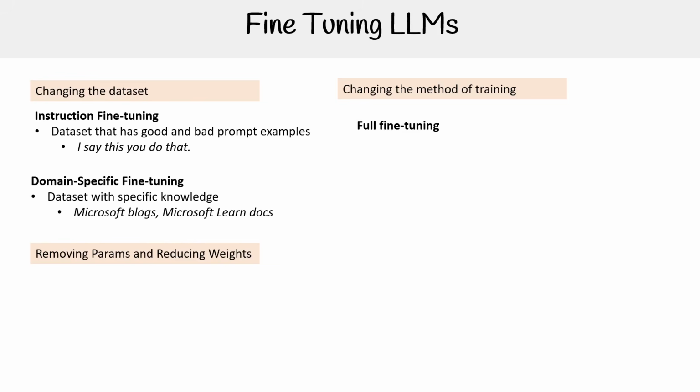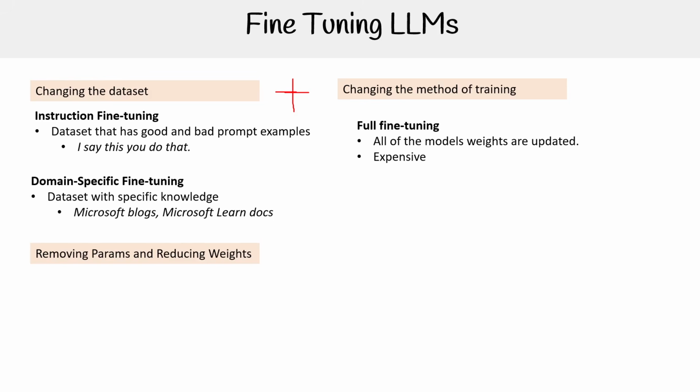Then we have changing the method of training. So we have full fine-tuning. This is where all the model's weights are updated, and it's expensive. When you say full fine-tuning, we can just think of it as traditional fine-tuning. You're basically taking the existing model's weights after the base tune as the starting point and running it through the training process again. Now you can add these two things together, right?